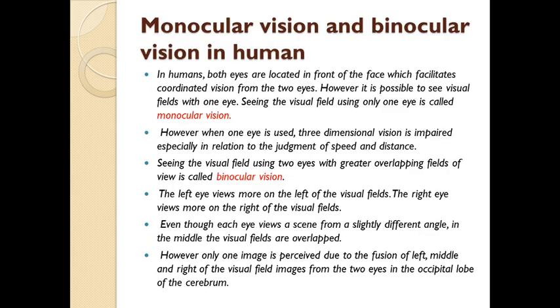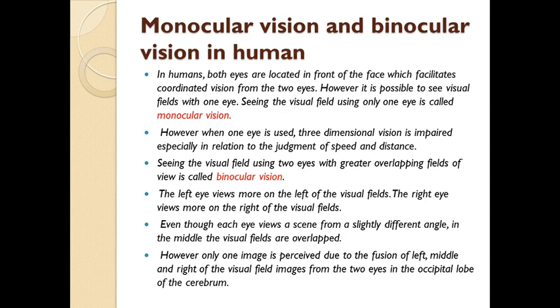Then the next part, monocular vision and binocular vision in humans. Simply, monocular vision means seeing an object using only one eye, and binocular vision means seeing an object using both eyes. In humans, both eyes are located in front of the face, which facilitates coordinated vision from two eyes. However, it is possible to see visual fields using only one eye as well. Seeing the visual field using one eye is called monocular vision.